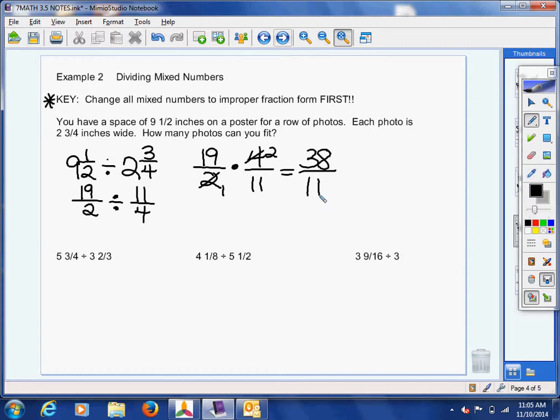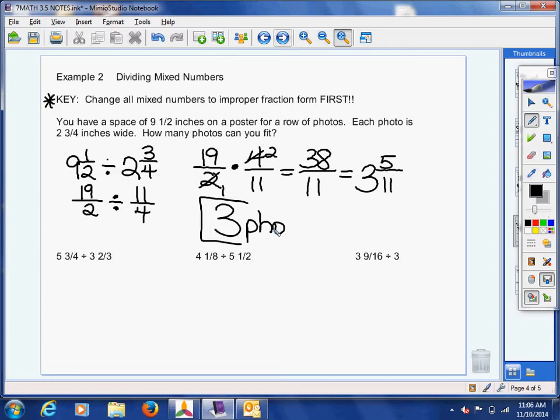Now, I need to figure out what that is as a mixed number, first of all. So what is this as a mixed number? 3 and 5/11. I think we only had 5 left over on that one. Okay, so what we just figured out was how many photos I can fit. I can fit 3 and 5/11, but is there such thing as having 5/11 of a photo? There's not. So how many whole photos can I fit without overlapping? Only 3. You got it.